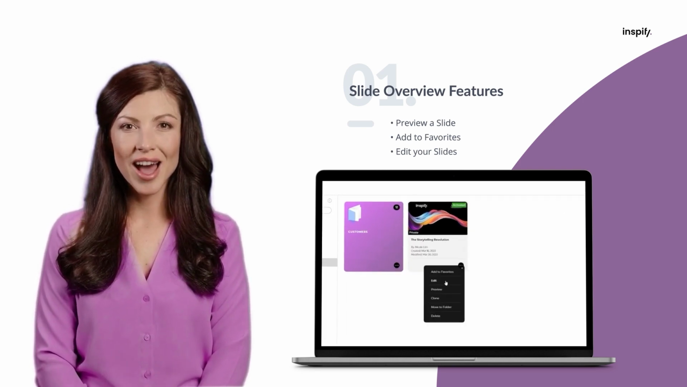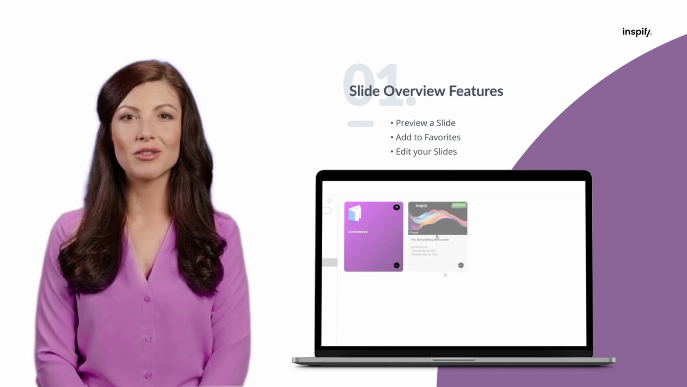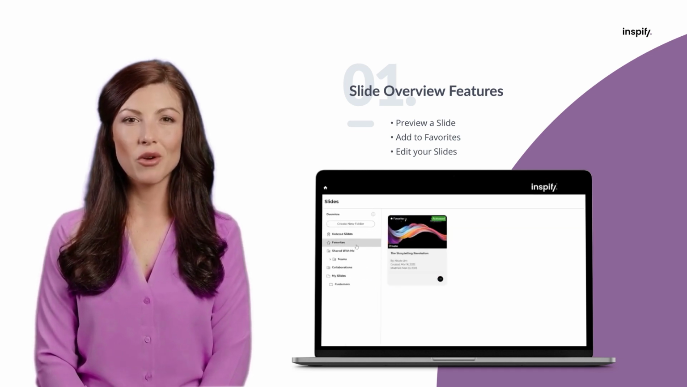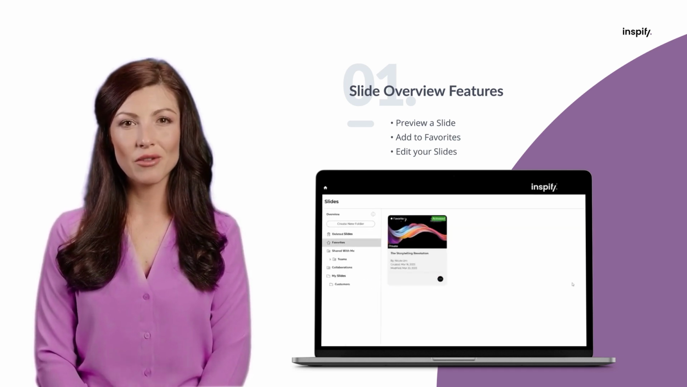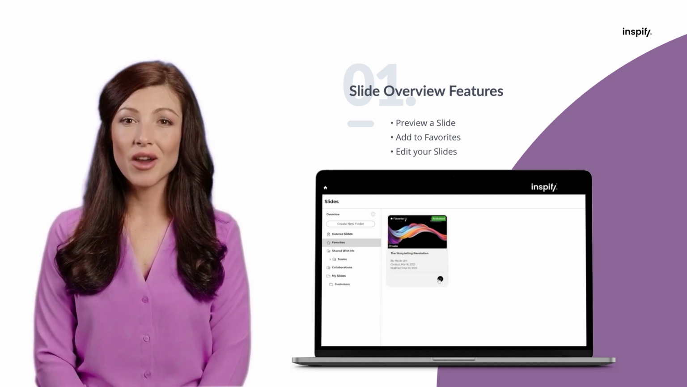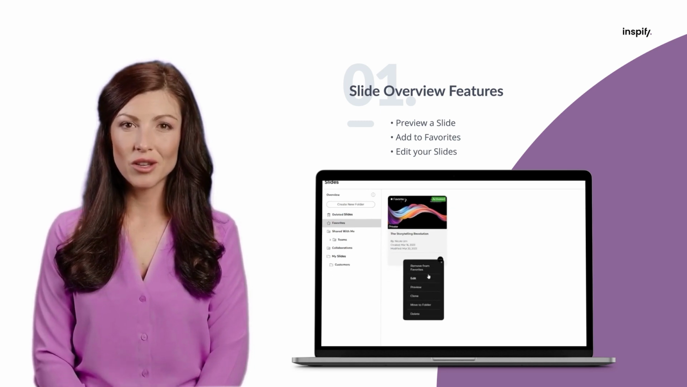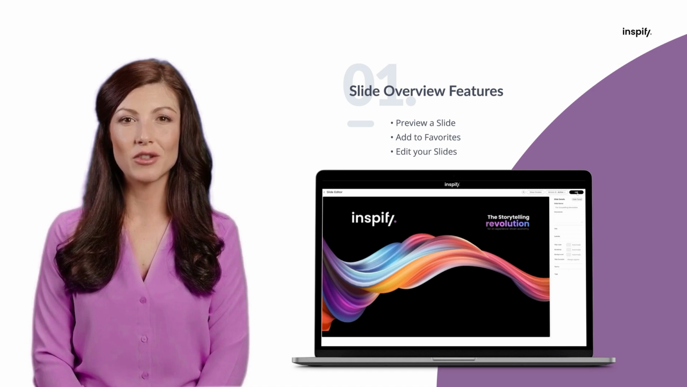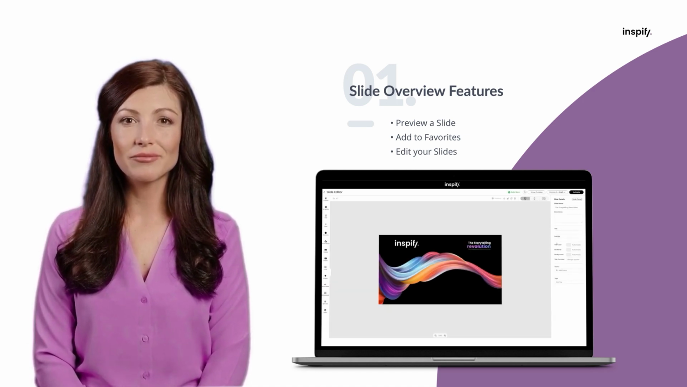Next, you can Add to Favorites by clicking the star icon. This is perfect for keeping your best slides within reach. Now, on to Edit. Double-click on a slide, and you'll be taken straight to the editing interface. This is where the magic happens.